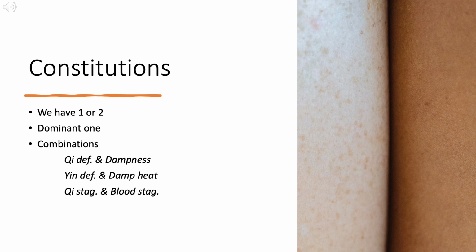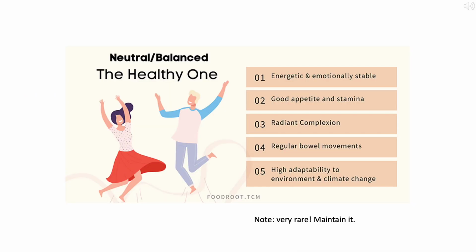And you'll see later, maybe these don't make much sense to you right now, but in a couple of minutes they will. Starting with the first one is the healthy one, which is a state of neutrality, balance. You see two people happy, jumping around, they're energetically and emotionally stable, they have good appetite, generally good focus, clear skin, a nice complexion, regular bowel movements, also regular sleeping patterns.